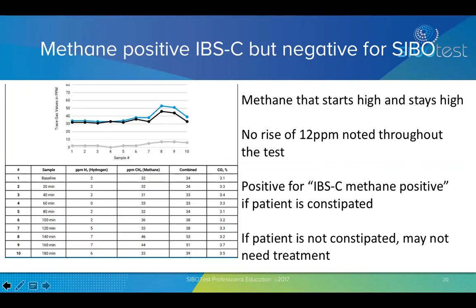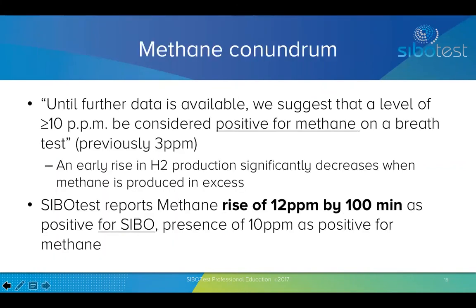And so this quote here is actually from the North American consensus. They state that until further data is available, we suggest that a level of greater than 10 parts per million be considered positive for methane on a breath test. Previously, for those of you who've been in the SIBO circuit for a while, you've heard that methane shouldn't be higher than 3 parts per million if your patient is constipated. That's now been revised to 10 parts per million. And SIBO test reports methane rise of 12 parts per million by 100 minutes as positive for SIBO, and presence of 10 parts per million as positive for methane, as I've just demonstrated.